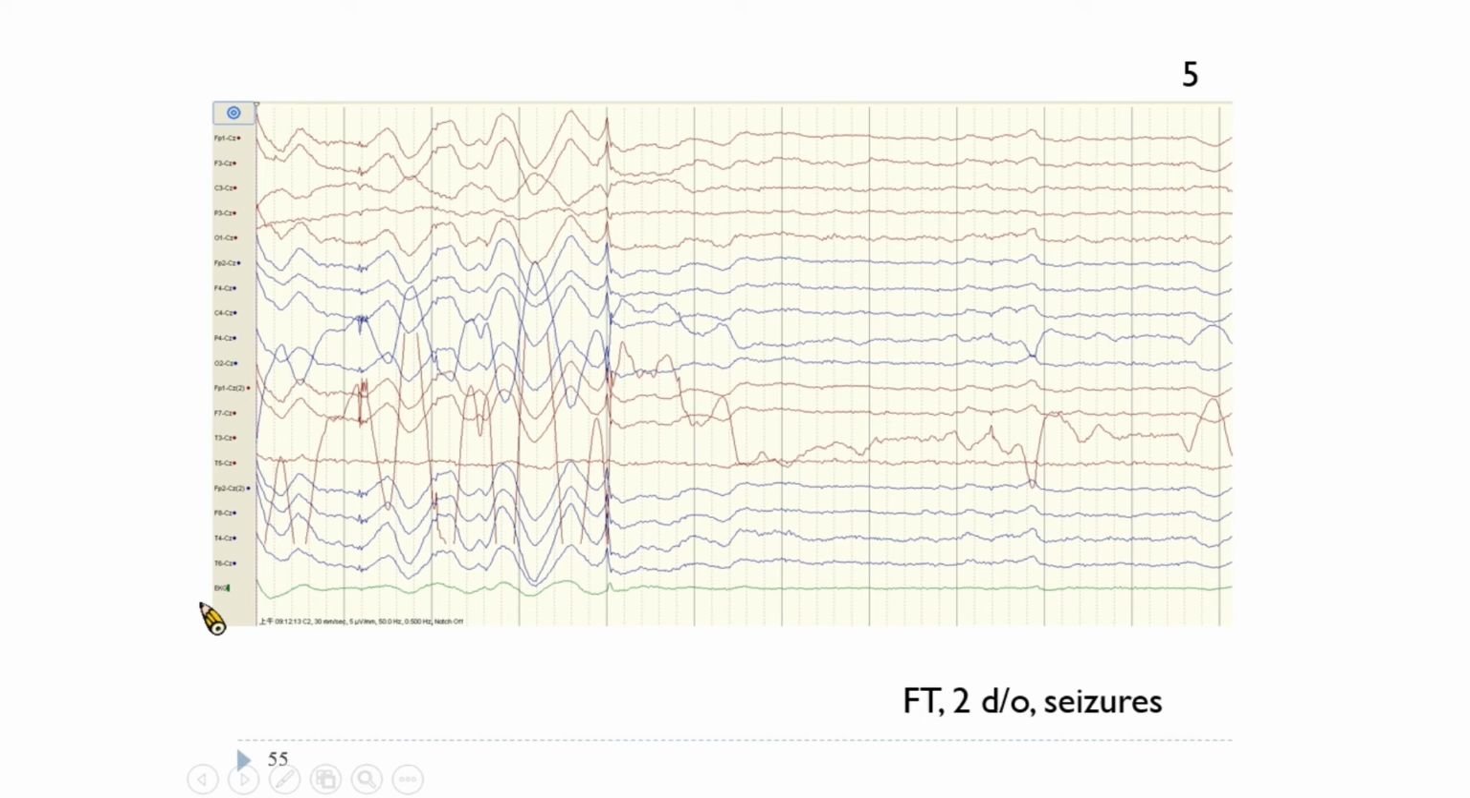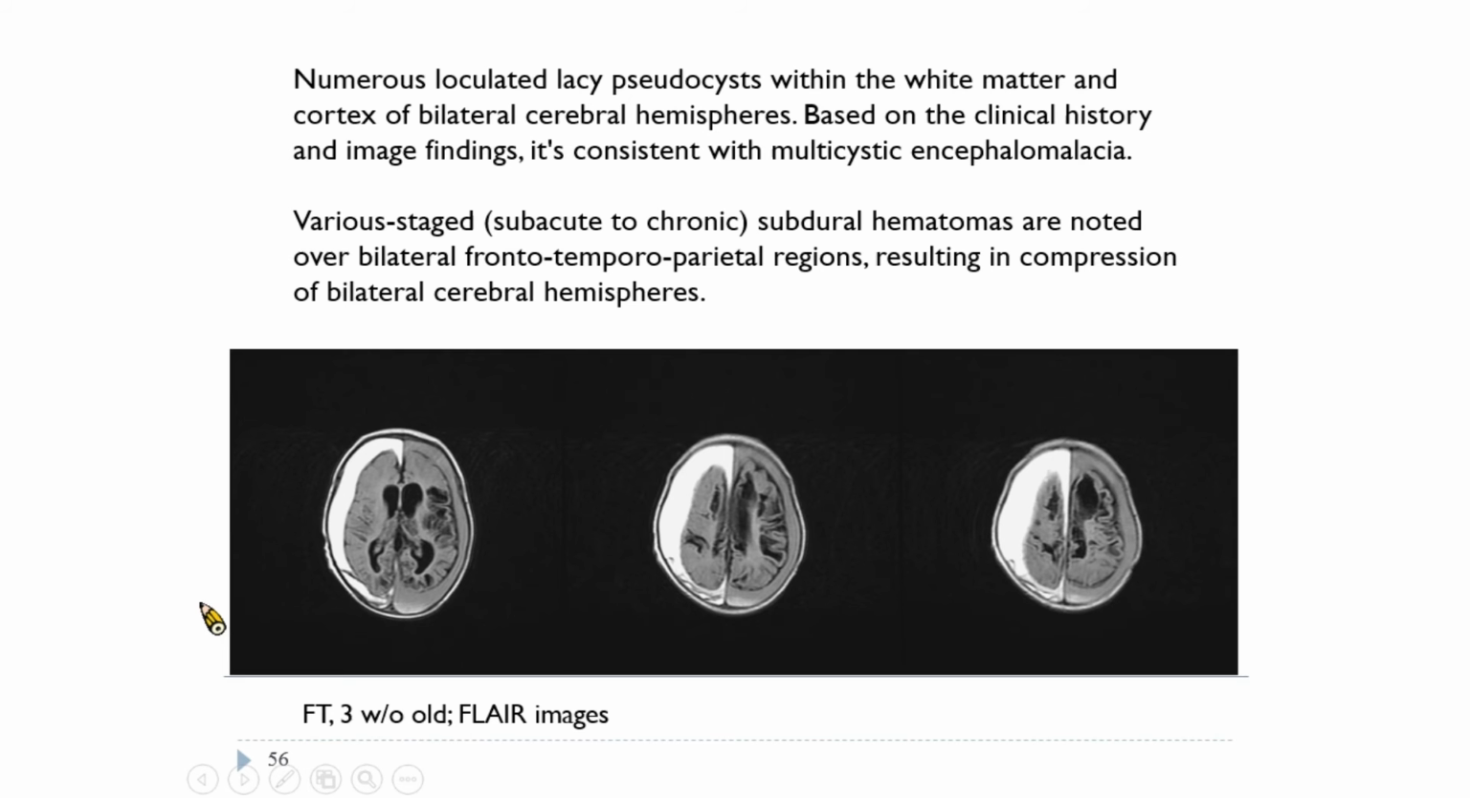An extensive study, including inborn errors of metabolism, was done without a definite etiology. Genetic studies was refused by his parents. First sonogram was negative, but serial follow-up sonograms showed a diffuse and progressive encephalomalacia. This is his brain MRI at the age of 3 weeks. FLAIR images, you can see the severely injured brain, multicystic encephalomalacia, and subdural hematomas at different timings over bilateral sides.